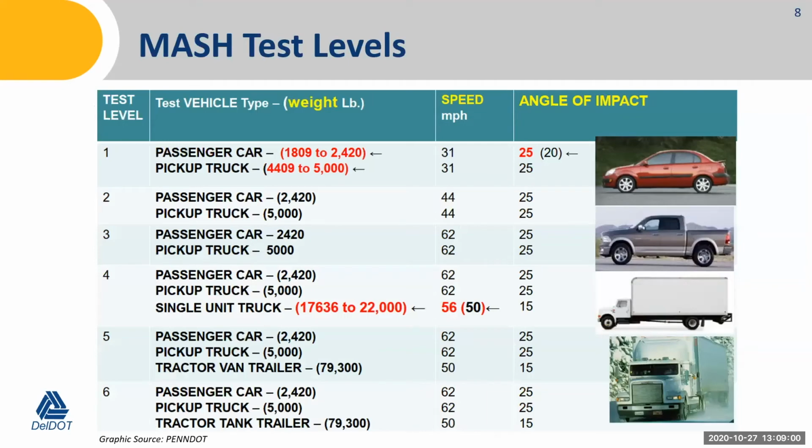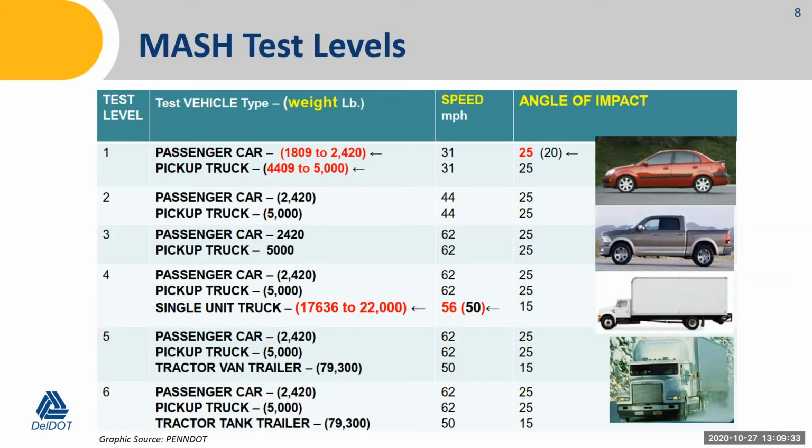Just a brief summary of the different test levels. We have test levels 1 through 6, and each test level has a test vehicle that's associated with it. Test level 6 includes the tractor trailer, which is about 80,000 pounds, as well as test level 5. Test level 4 includes a single unit truck, and that weight was changed from approximately 17,000 pounds to 22,000 pounds. And the speed at which the impact would occur was changed from 56 miles per hour to 50 miles per hour.